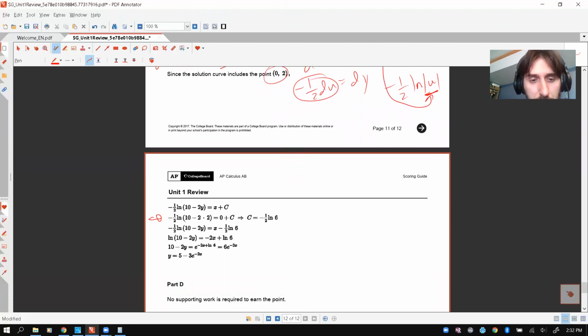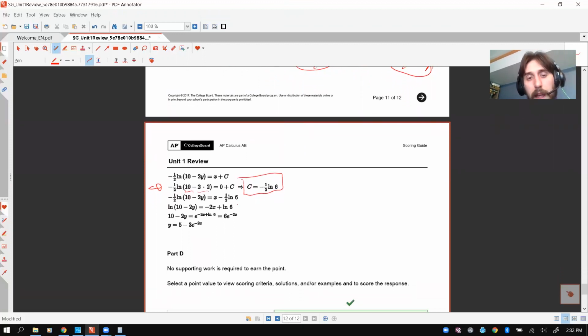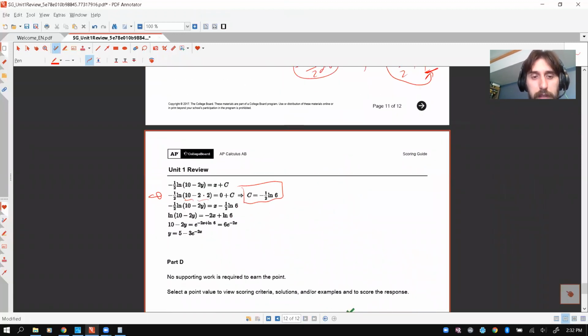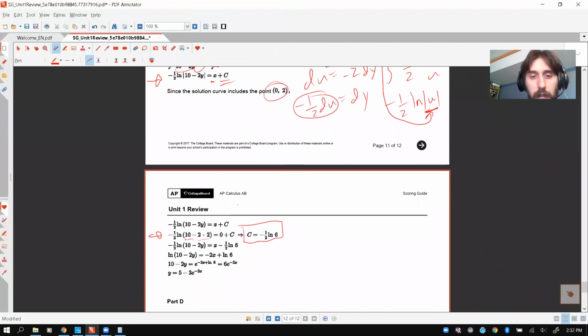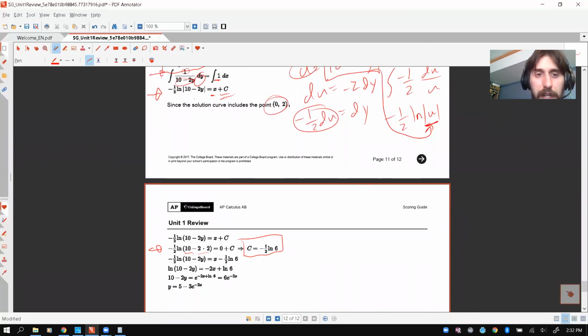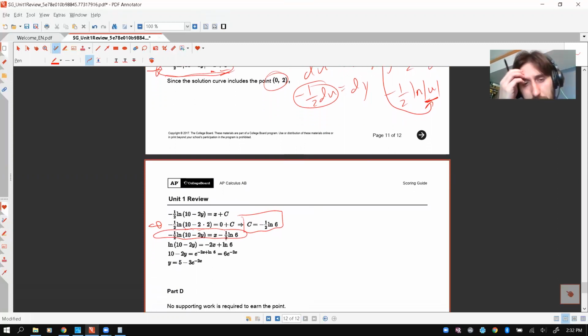You'll get 10 minus 2 times 2 is 6. So c is the negative 1/2 natural log of 6. And then you'll plug that back in to your function. So instead of negative 1/2 natural log of 10 minus 2y equals x plus c, we now know c is negative 1/2 natural log of 6. So we're just rewriting this same thing right here with negative 1/2 natural log of 6 instead of c.